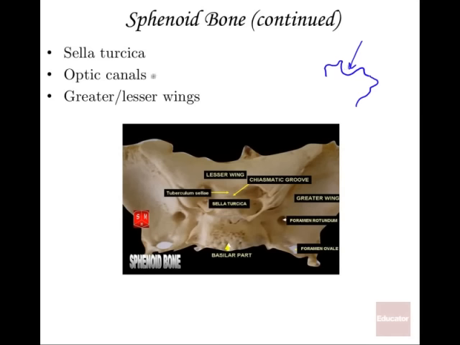The optic canals are for the optic nerves. So remember I said that the sphenoid is behind the eyes. So the optic nerves that come out from the posterior portion of the eyes go through the optic canals on their way to the back of the brain in the occipital lobe. And then there's greater and lesser wings. The greater wings are these big ones here. And the lesser wings are these tinier little extensions.